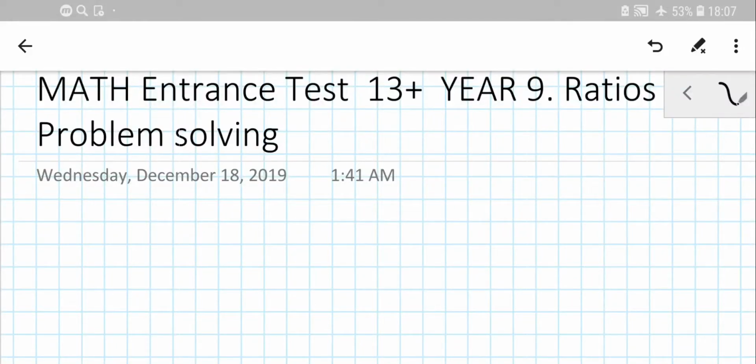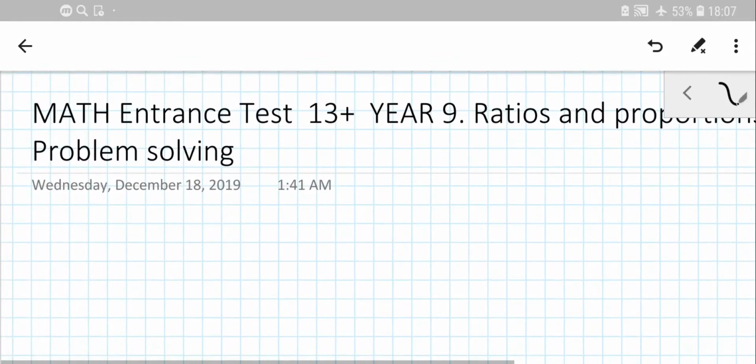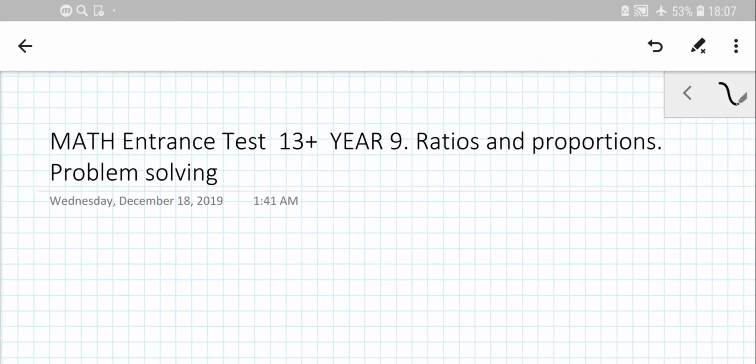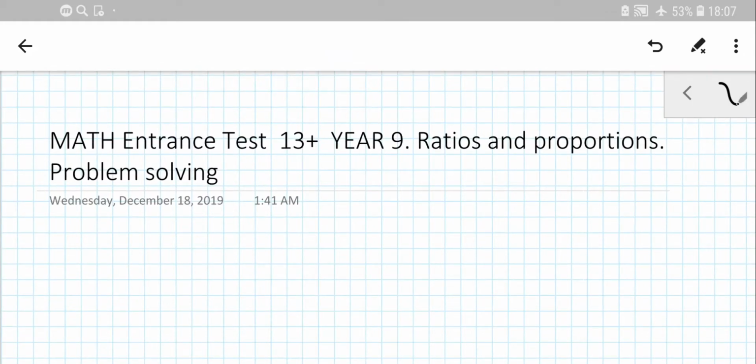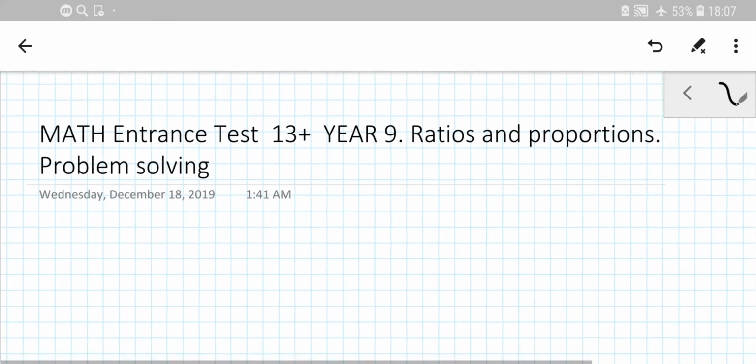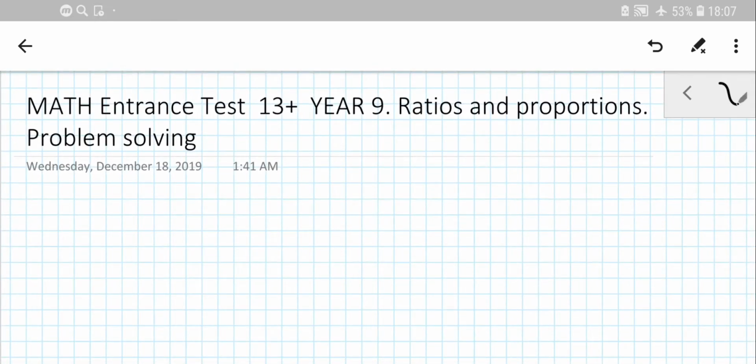Hello guys, welcome back to the Maths Entrance Test 13 Plus, that's for year 9, and we're going to go through ratios, proportions, and probably problem solving. Problem solving is all about systems of equations and equations, so we'll have a little chance to practice these sorts of questions and problems dedicated to the topic. However, the main focus will be on ratios and proportions.